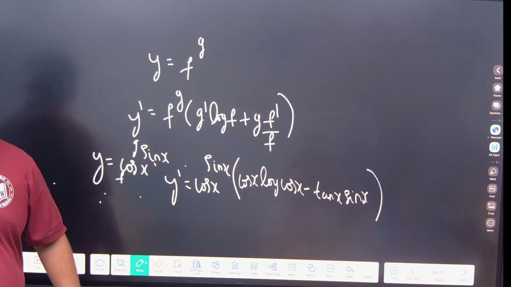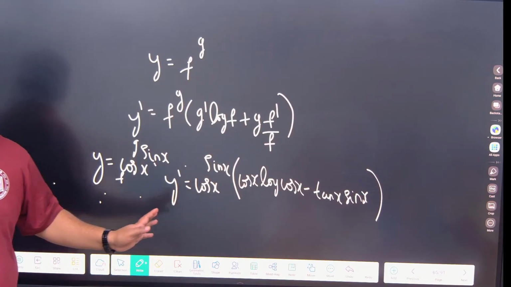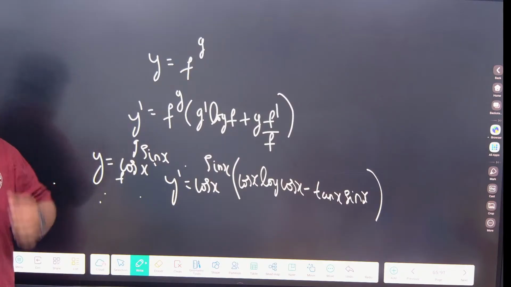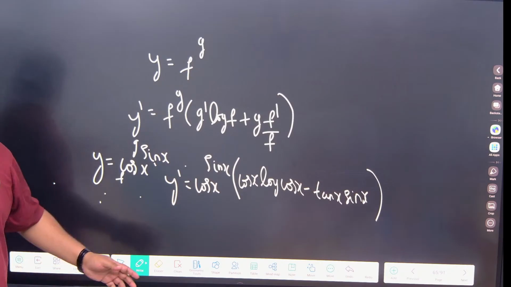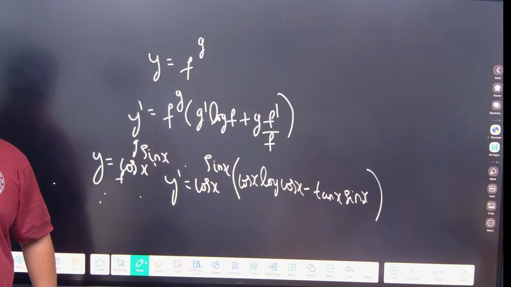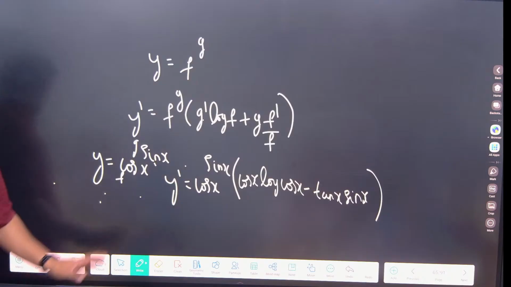Okay, any problem, not able to see? You can sit behind, you can move there, then you will be able to see. Okay, is it okay now?